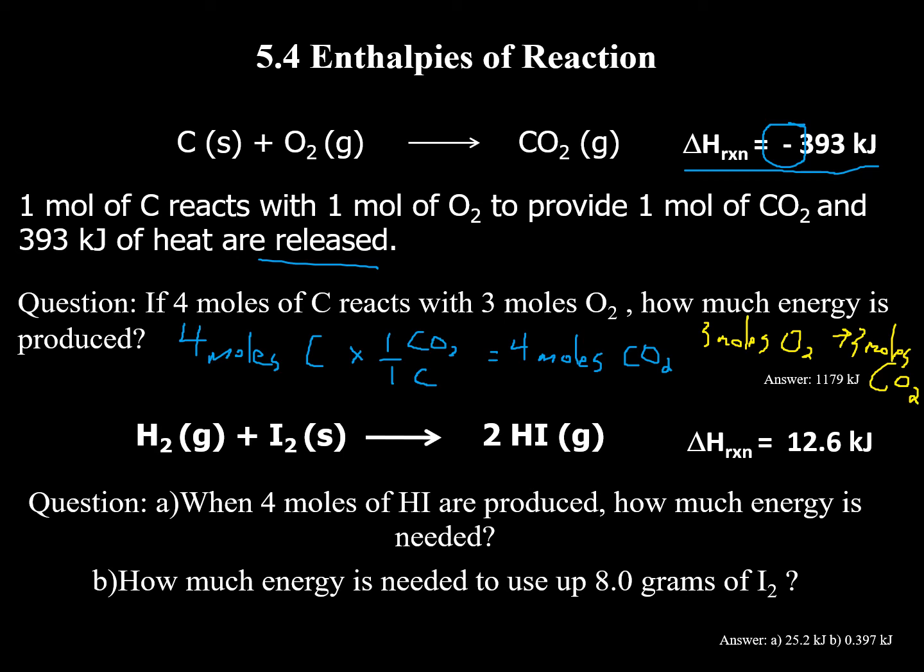So if we compare the two, 4 moles versus 3 moles, we can tell right away the limiting reactant is oxygen. So we have 3 moles of O2 giving 3 moles of CO2 as our limiting reagent. Again, our limiting reagent is O2, and we can now use this in a conversion to figure out how much energy.